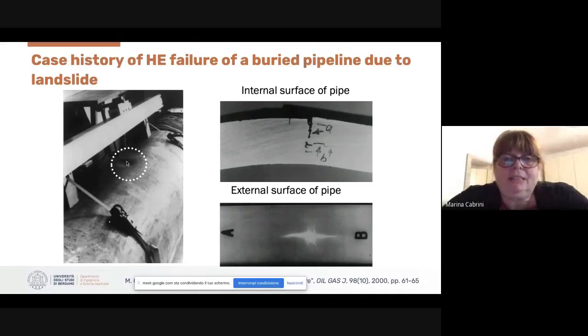And in fact, the hydrogen fracture started from the inner side of the pipe after about 20 years from the realization of the pipeline. It was necessary to have 20 years to reach a critical hydrogen concentration in the most tensioned zone. That was the inner side of the pipe.